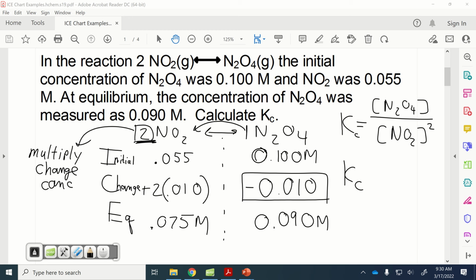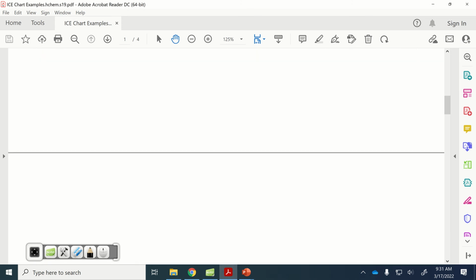So finishing up, Kc equals my final concentration of N2O4, 0.09, divided by 0.075 squared. And, sorry, get my calculator here. 0.09 divided by 0.075 squared is 16. And there's my equilibrium constant, 16. Okay? So let's try to find one more.